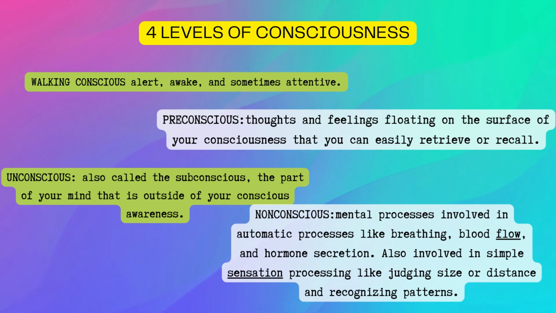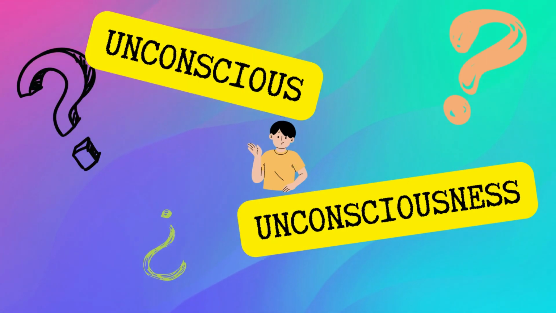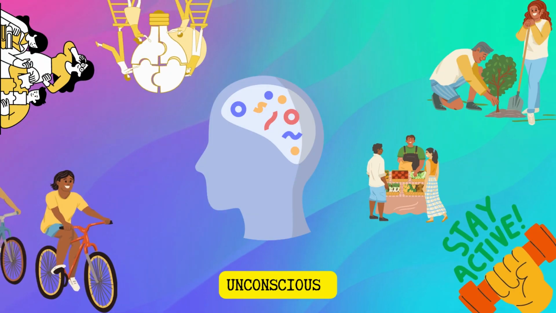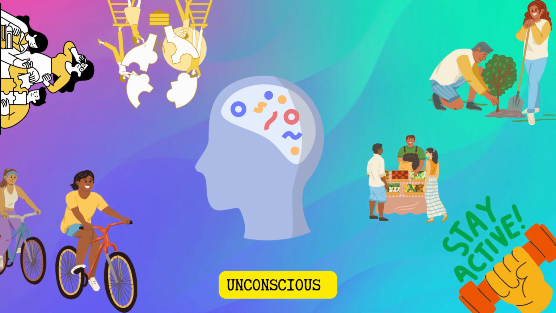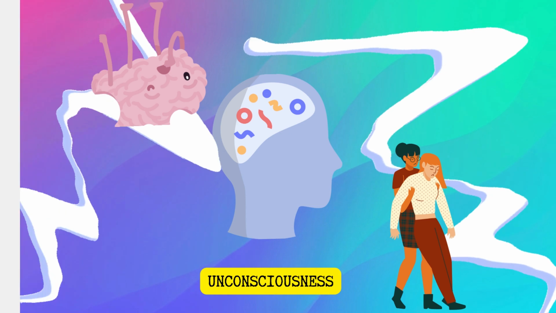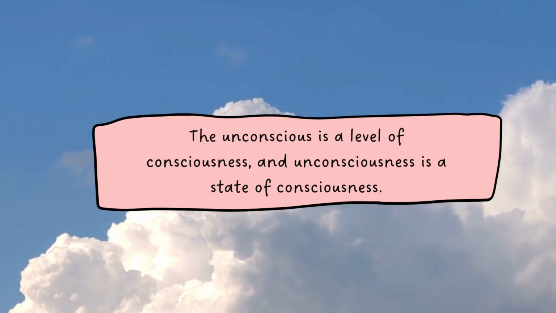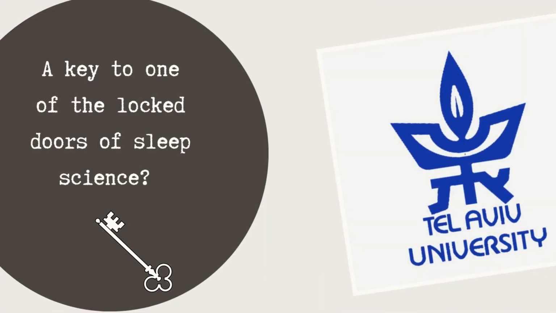There are actually 4 levels of consciousness: waking conscious, pre-conscious, unconscious, and non-conscious. At this point, you might be confused about the difference between unconscious and unconsciousness. Is there a difference? Yes. The unconscious is a part of your mind that is usually outside your conscious awareness. It operates while you are conscious throughout the day. Unconsciousness is a state of losing all consciousness of yourself and your environment, like when you faint.